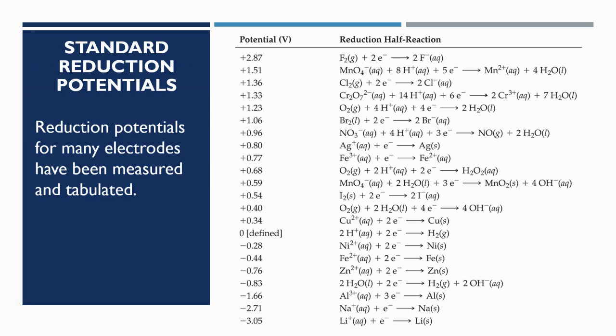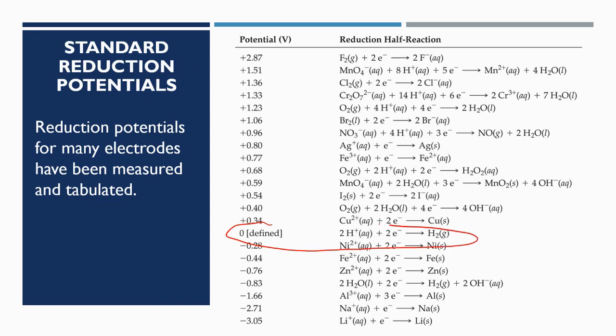So in this chart, up at the top, you'll notice that we have fluorine. Fluorine gas gains electrons extremely easily, and so it has a high positive potential energy, a high positive voltage. So fluorine will gain electrons easily. It'll be reduced easily. As we go down the chart, you can see substances that are reduced less and less easily.